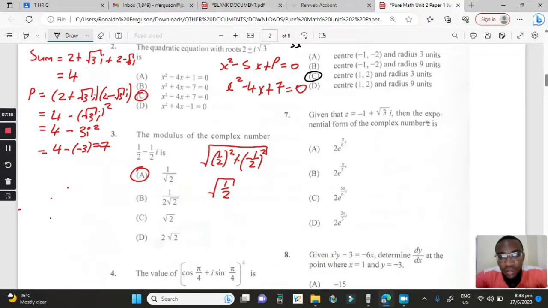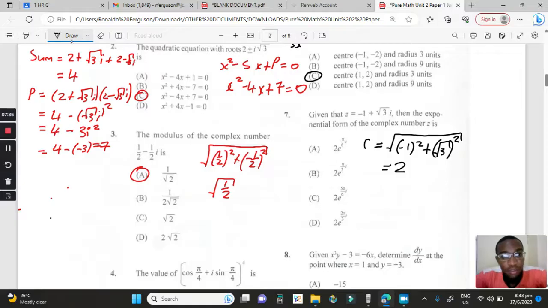This complex number now in exponential form, first find r, which is the square root of a squared plus b squared, so that's root 3 squared. And you punch that into your calculator. Well, all of them give you 2, so you don't need to work it out. Basically, you just need to find the argument.